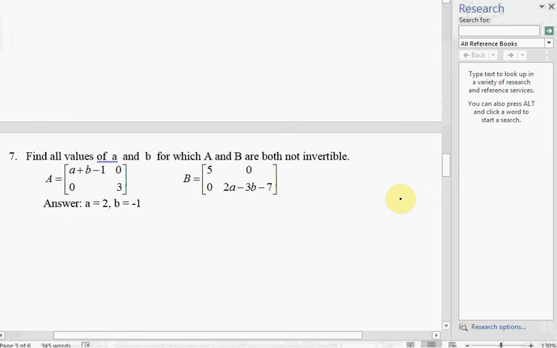Find all values of a and b for which the matrices A and B are both not invertible.